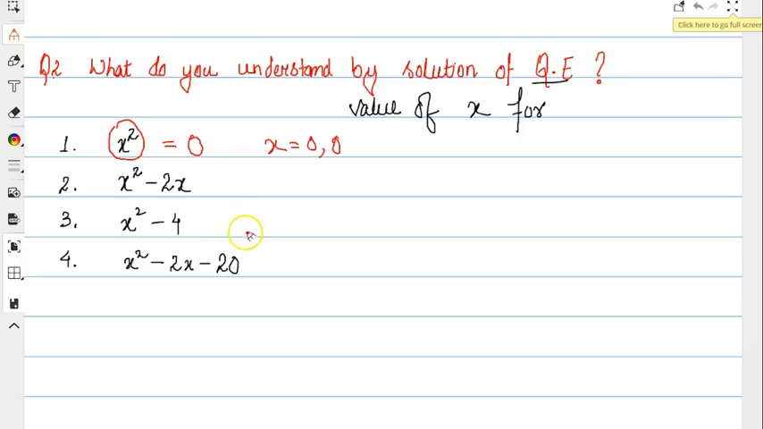That's it. Now why two values? That also I will come to later. Now you see these types of equations. If you have something like x square minus 2x, now I want the value of x here for which this expression becomes 0.